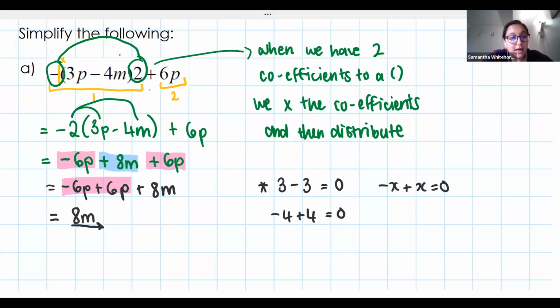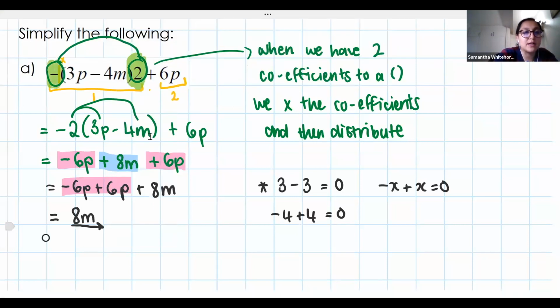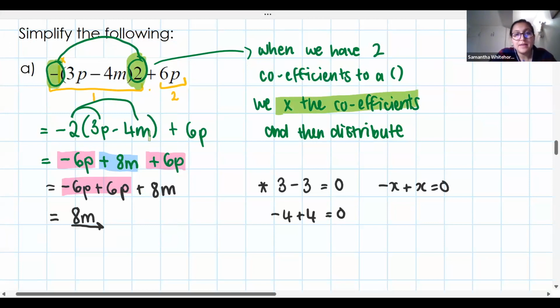So if we go through this again, we have got 2 terms. We've got the minus times the bracket times 2, term 1. And term 2, we've got 6p. So I need to take term 1 and simplify that. Because I have got 2 coefficients to my bracket, 2 things being multiplied into my bracket, the -1 and the 2, I'm going to times those coefficients together, and then I'm going to distribute. So -1 times 2 gave me -2, and then I distributed that into my bracket.